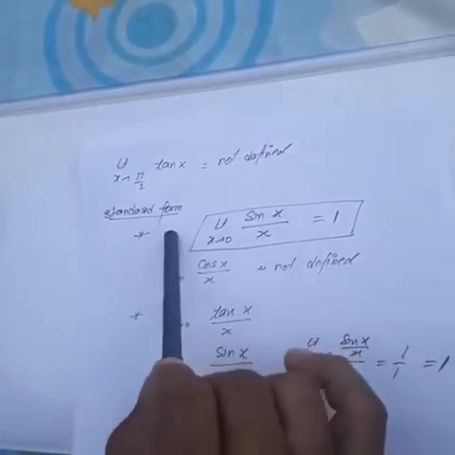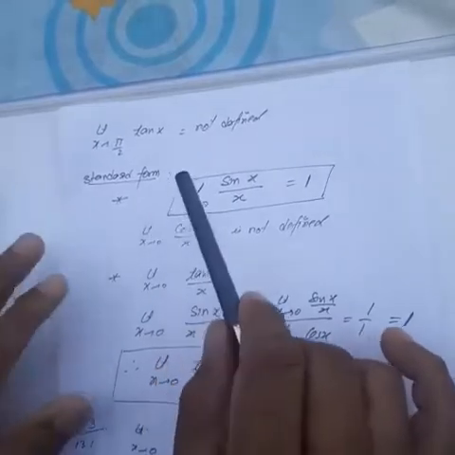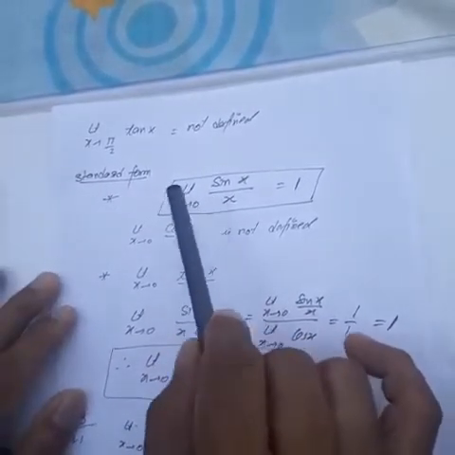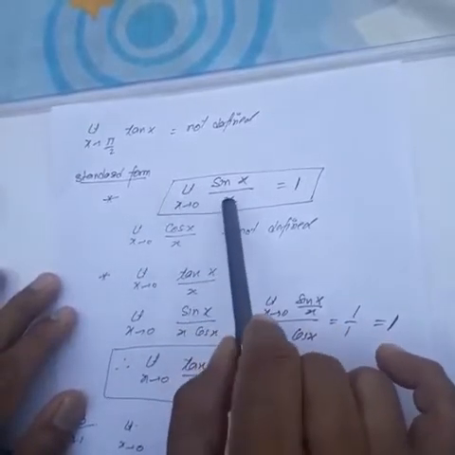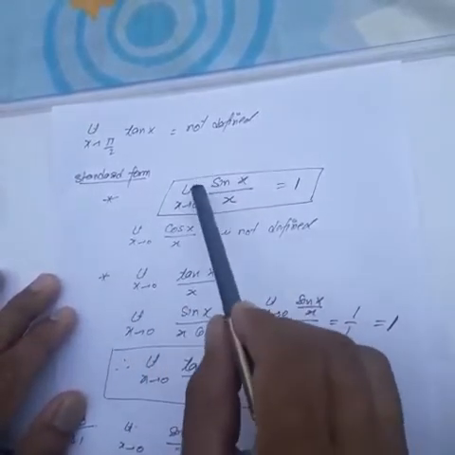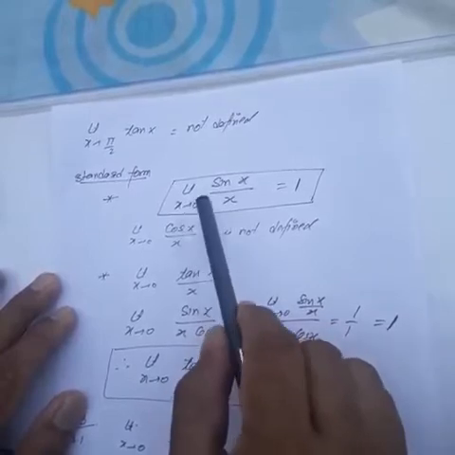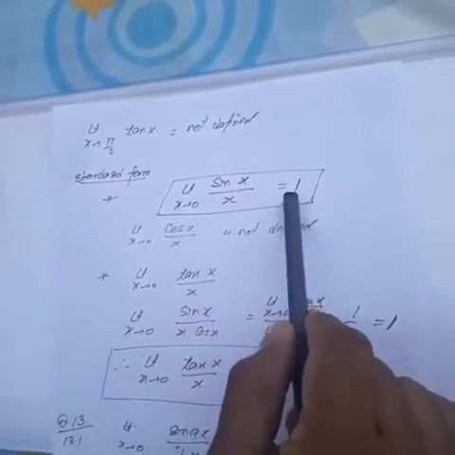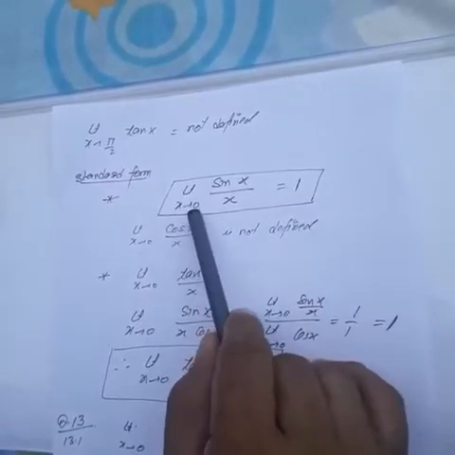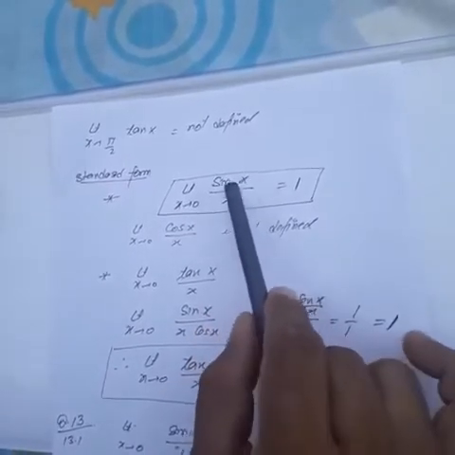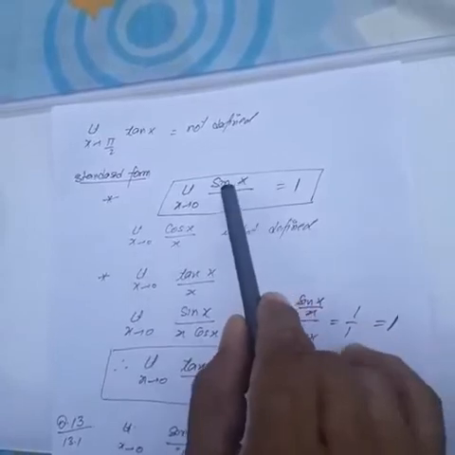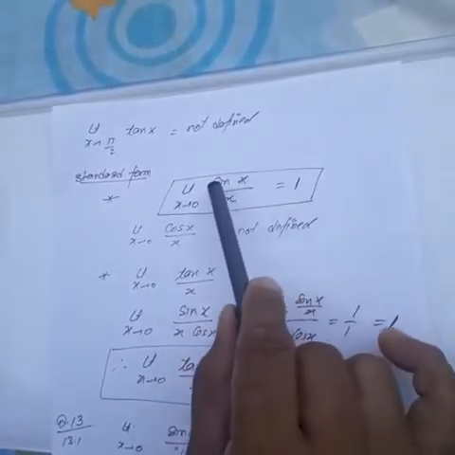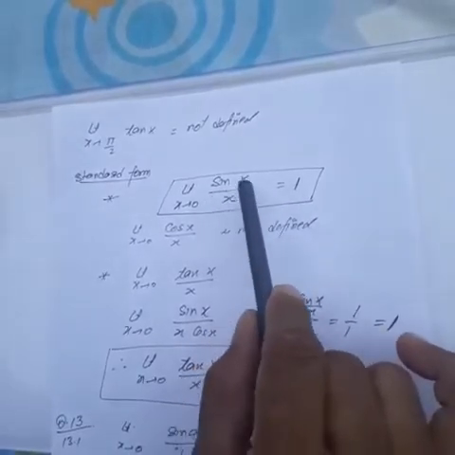Now standard form in trigonometric functions. This is the second standard form of this exercise, or the first form of trigonometric functions. Limit x tends to 0 of sin x upon x, that will be equal to 1. You check here at 0, we are getting 0 upon 0, it is indeterminate form. So that's why this is a standard formula, and the proof of this is not in your syllabus.